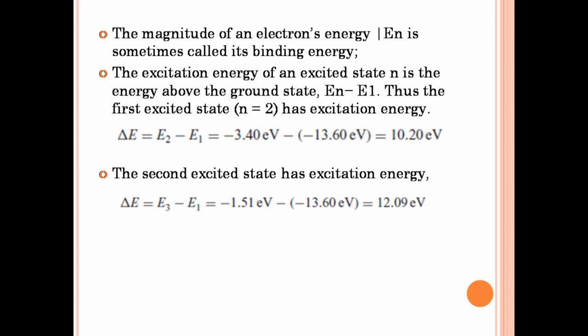So the first excited state, that is n equal to 2, has excitation energy ΔE equal to E2 minus E1, that is minus 3.40 eV minus (minus 13.60 eV), which is equal to 10.20 eV. So this is the equation for the first excited state. For the second excited state, ΔE is equal to E3 minus E1, that is equal to 12.09 electron volt.